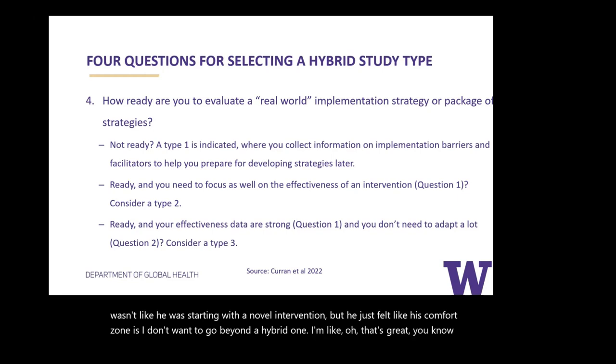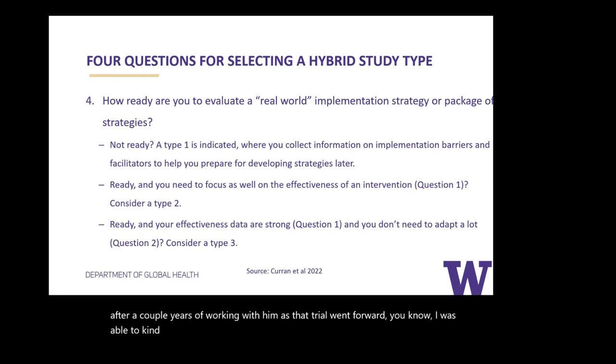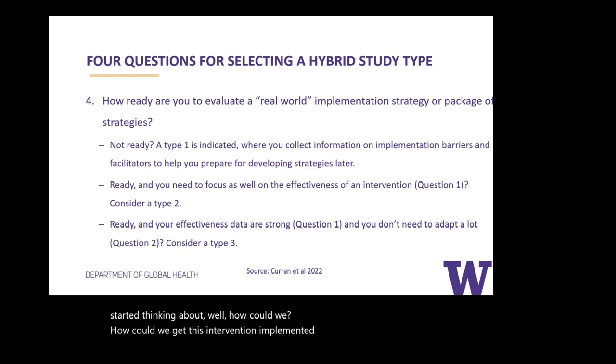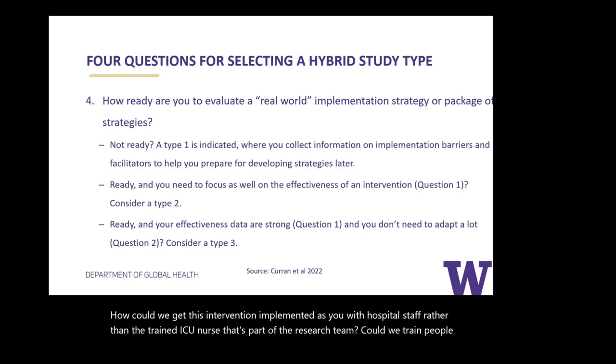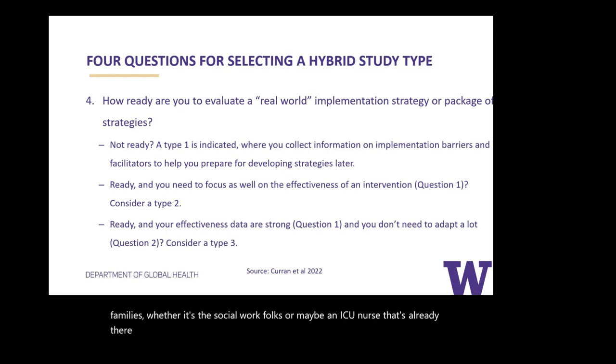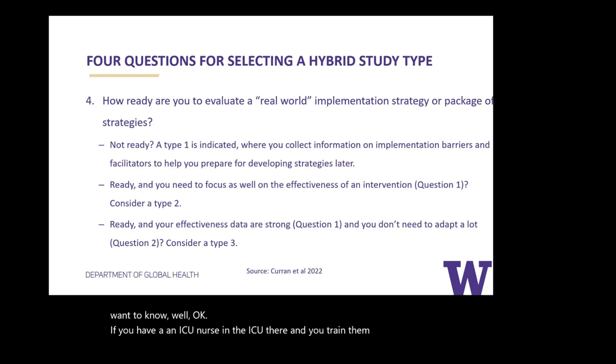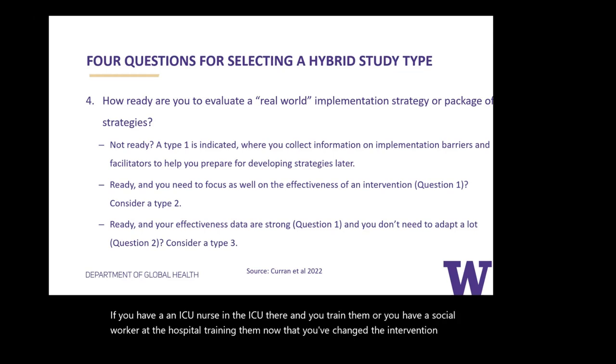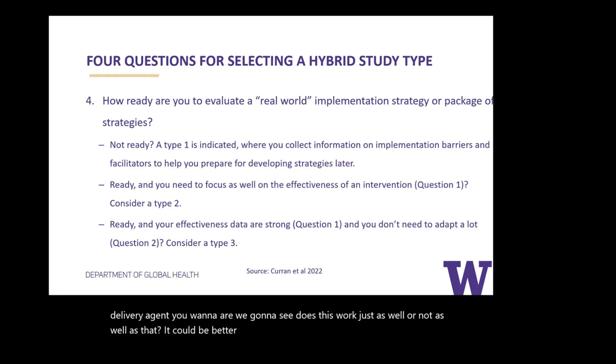After a couple of years of working with him as that trial went forward, I was able to walk him a little closer to the hybrid two space. We started thinking about how we could get this intervention implemented with hospital staff rather than the trained ICU nurse who is part of the research team. Could we train people at Harborview to do this intervention with patients and families, whether the social work folks or an ICU nurse who's already there? Now he was beginning to think about what implementation strategies we could use. And then we'd want to know, now that you've changed the intervention delivery agent, does this work just as well or not as well? It could be better, in the sense that those folks may have greater credibility and familiarity with the clinicians.